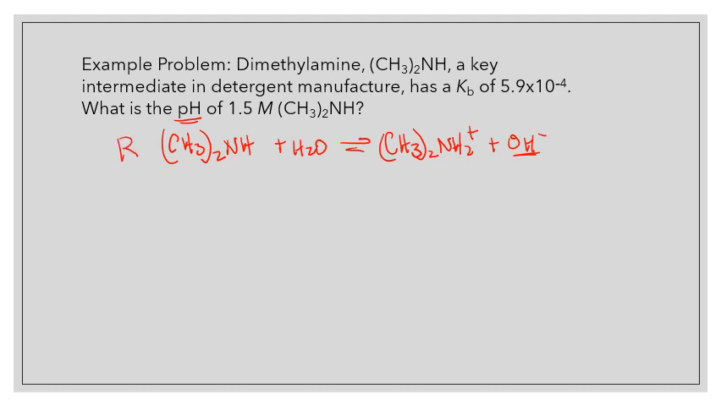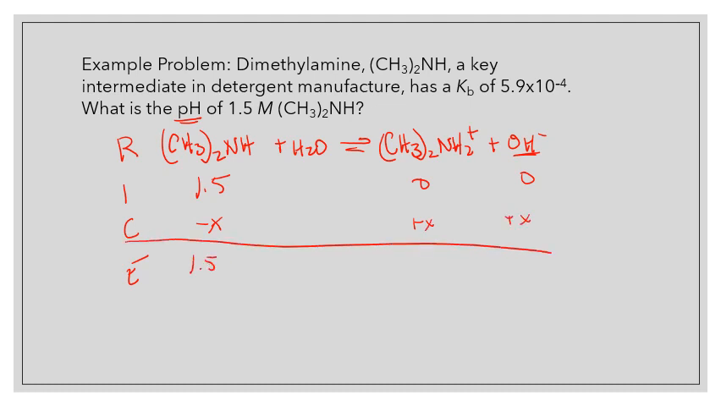So we can set up our RICE table. So I have 1.5, I have 0 and 0. So I have minus x, plus x, and plus x. And at equilibrium, 1.5 minus x, x, and x. So in this case, doing our 5% check, the exponent for 1.5 would be 10 to the 0 versus 10 to the minus 4. My difference is greater than 3, so no quadratic would be necessary.